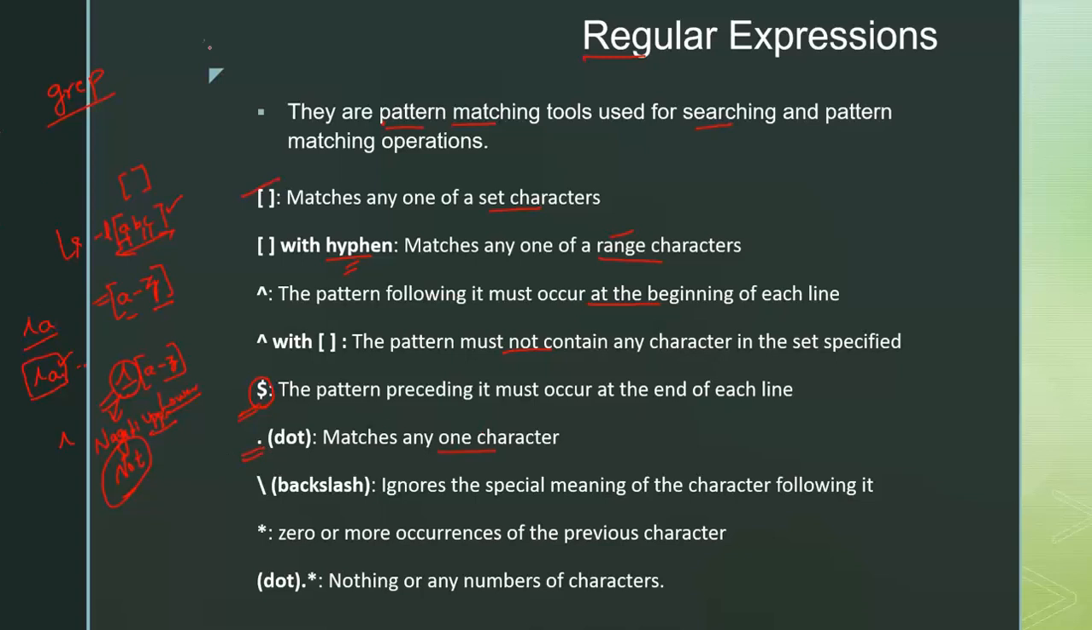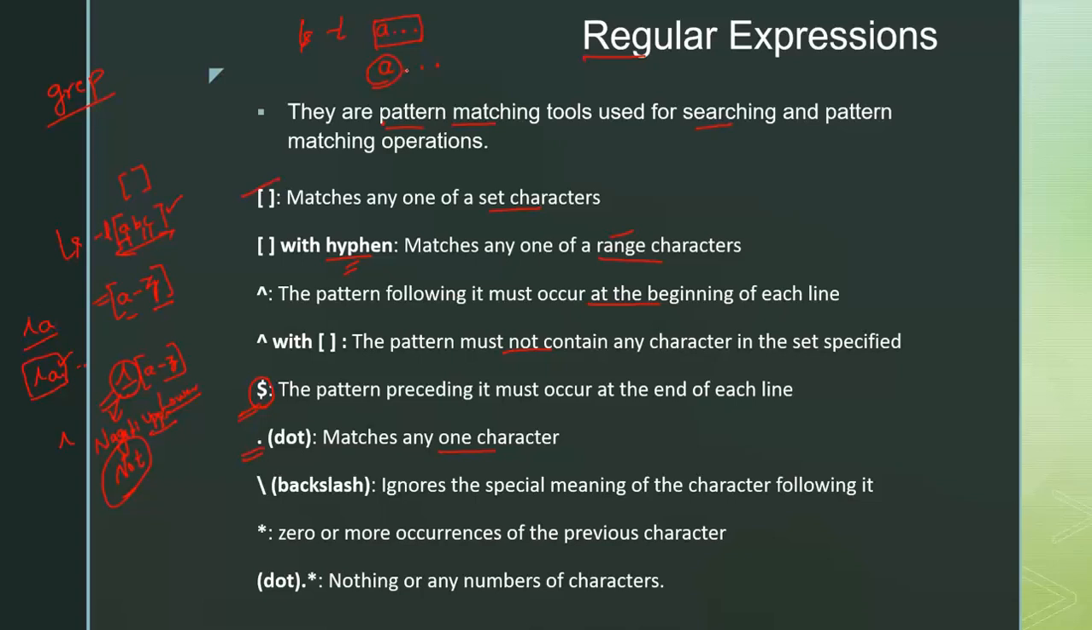Say for example, if I write something like ls minus l, and if I write dot dot dot, in the sense it is going to identify a file name with, we have mentioned three dots, so three dots in the sense any file name with four characters which will start with a. After a it can have a maximum of how many characters? It can have a maximum of four characters, okay, not more than that.